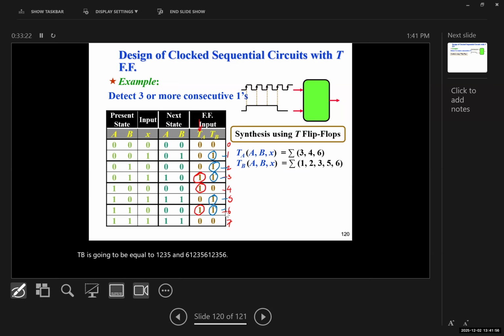Now, I'm going to give you 10 minutes to solve the Boolean function for each of these minterms. And the first person to solve both is going to get extra point on their upcoming final exam. So sigma of 3, 4, 6, and sigma of 1, 2, 3, 5, and 6 for TA and TB.